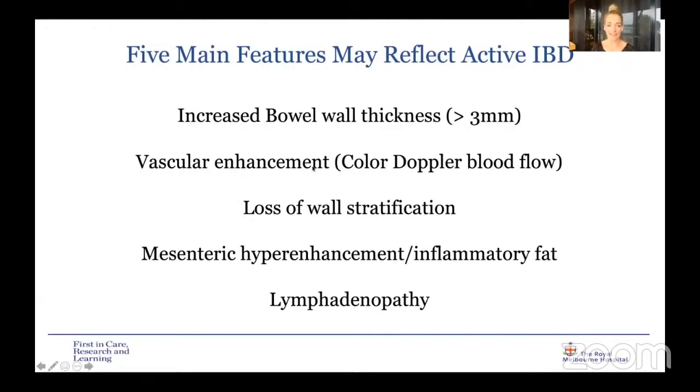We also look for increased vascular enhancement, which is blood flow to the bowel wall, which again reflects inflammation. We look at loss of wall stratification, so those layers that we were pointing out. If that gets murky, which I'll show some pictures of later on, that also can be a sign of inflammation. We also look for mesenteric hyperenhancement or inflammatory fat, as well as lymphadenopathy, which is probably the least important.